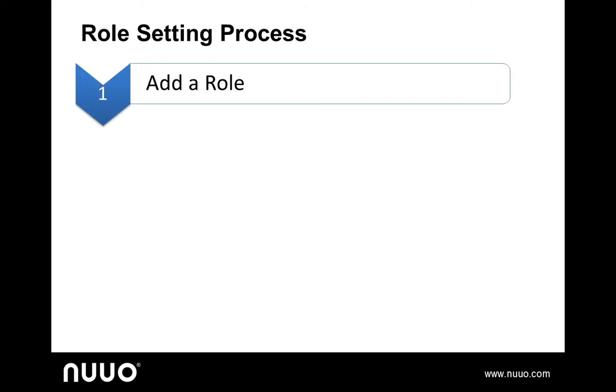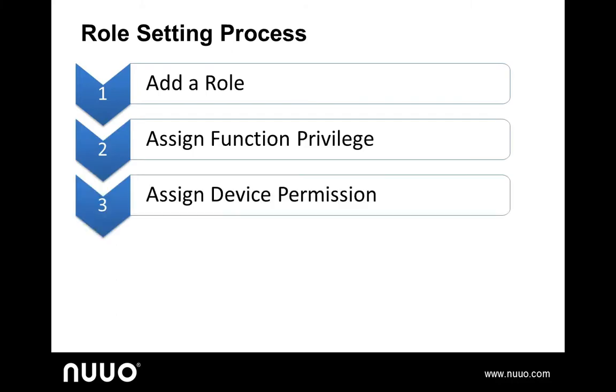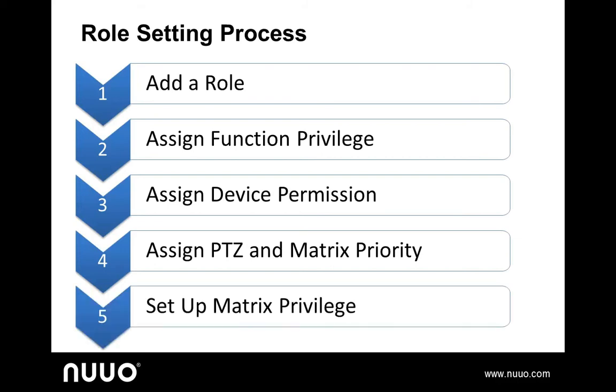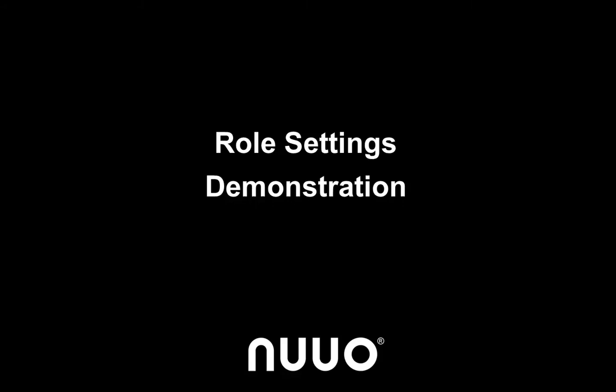Now, let's go to role settings. In role settings, we will demonstrate how to add a role, assign function privilege, assign device permission, assign PTZ and matrix priority, and set up matrix privilege. Let's now go to New Client for the role settings demonstration.